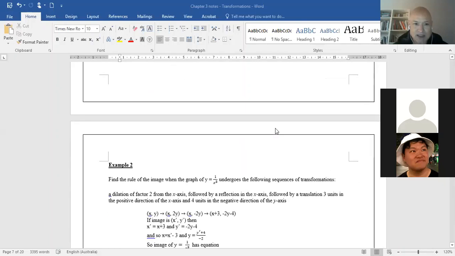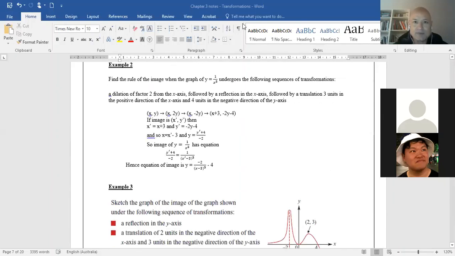The next one, example 2. Example 2 says, find the rule of the image when y equals 1 divided by x cubed undergoes the following sequence of transformations. The first one, dilation of factor 2 from the x-axis, goes on the y. So starting always off with the xy, it goes on the y. Next, followed by a reflection in the x-axis. Reflection in the x-axis goes on the y. So there it is.